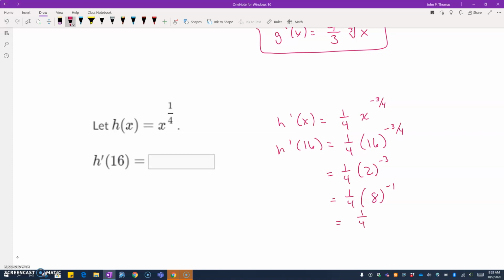All right, so I have 1/4 times 1/8, and 4 times 8 is going to be 16 plus 16, or 32. So we have 1 over 32. All right, so the correct answer for this one is 1 over 32.